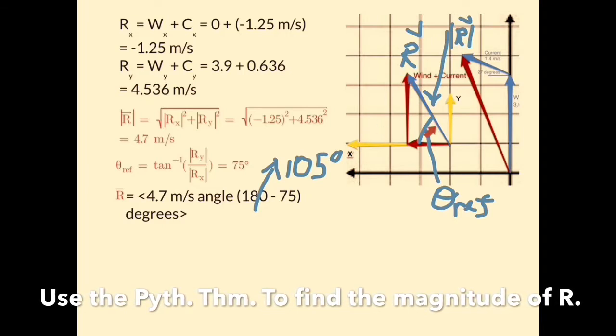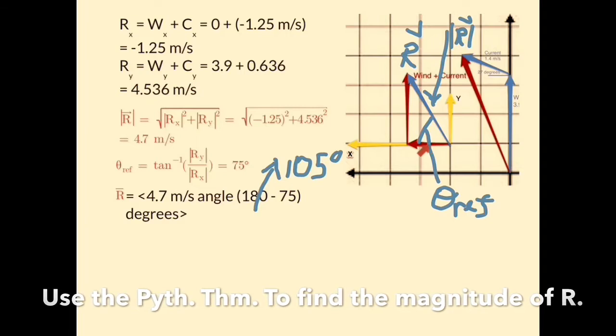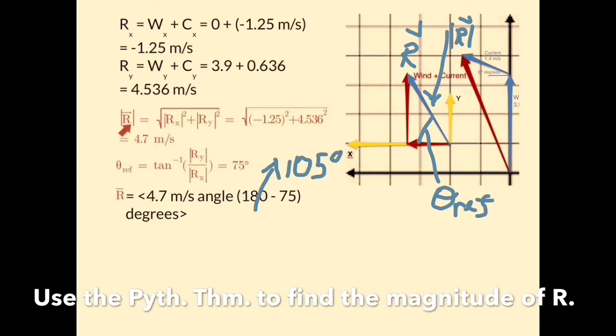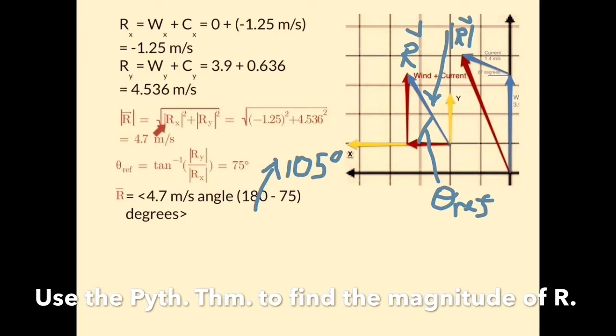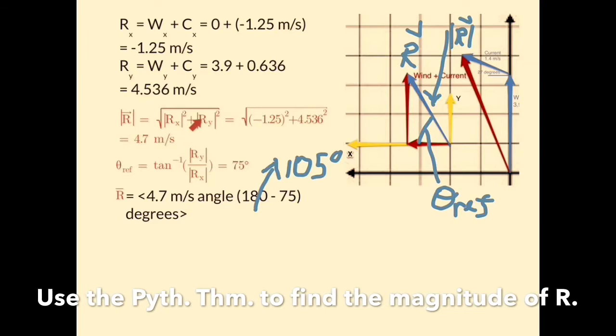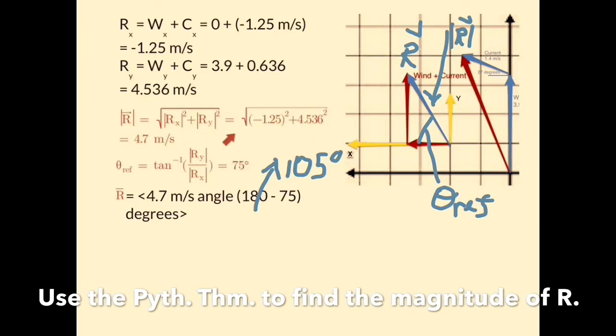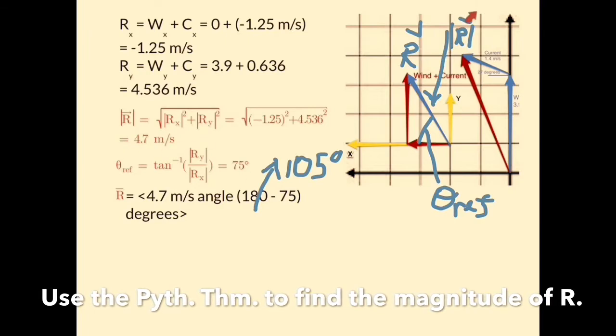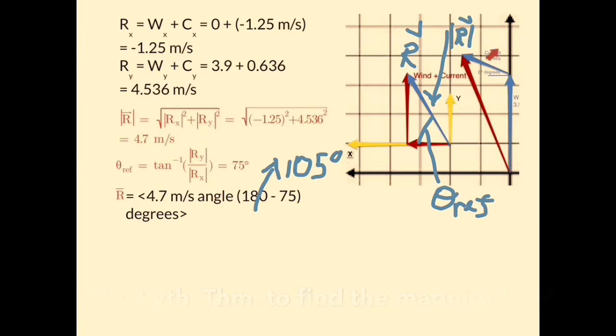Theta ref is the direction as measured from the negative x-axis. We calculate the magnitude of the resultant vector, which is the square root of the sum of the squares of the magnitudes of the x and y components. We get 4.7 meters per second. That is the length or magnitude of the resultant vector. We calculate the reference angle, theta ref, the angle between the resultant vector and the x-axis, in this case the negative x-axis, this angle here.